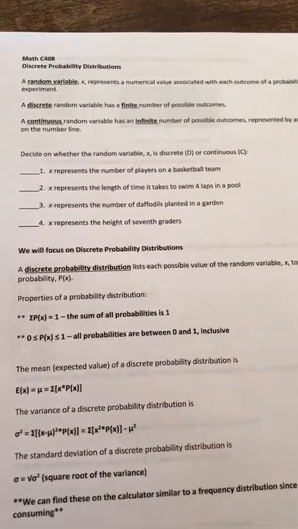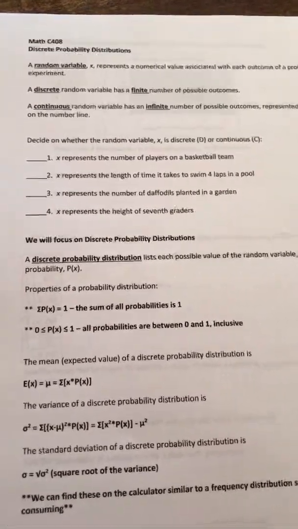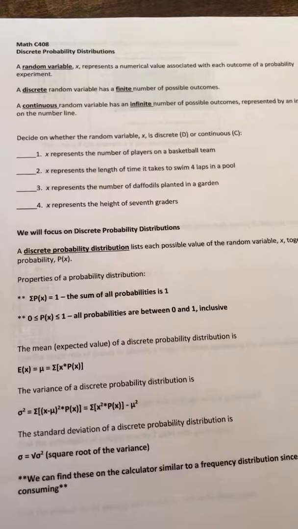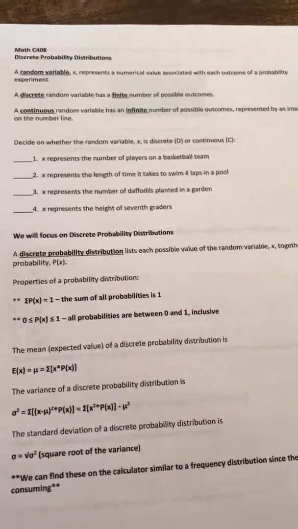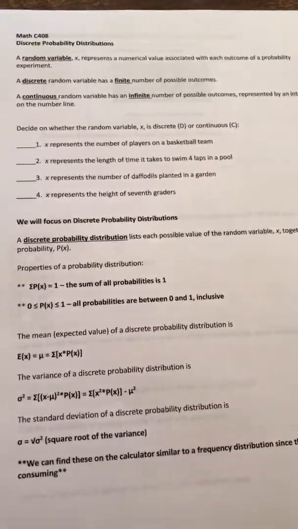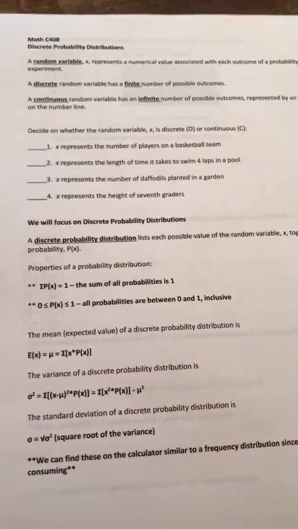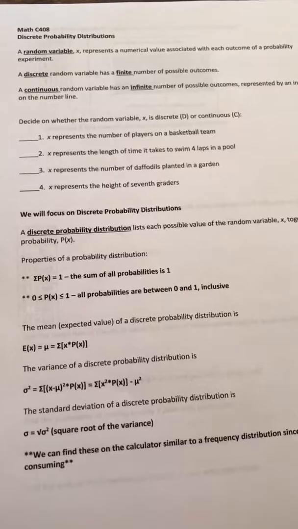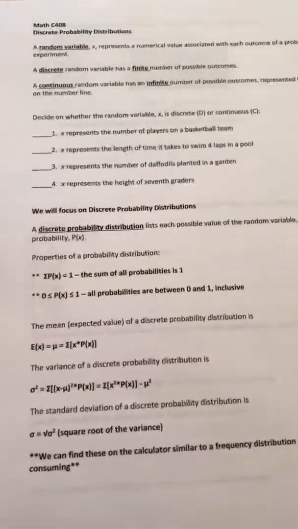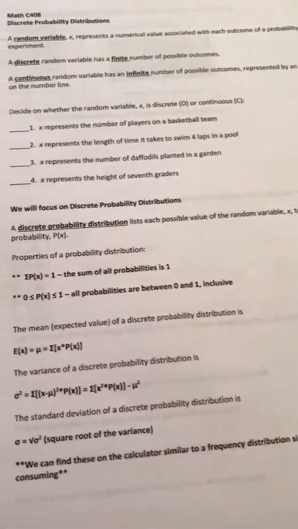Discrete random variable has a finite number of possible outcomes. Continuous random variable has an infinite number of possible outcomes. You can kind of remember it. Discrete is usually the counting numbers like 0, 1, 2, 3, 4. Continuous has decimals, is the easiest way to remember it, and is a good rule to follow.